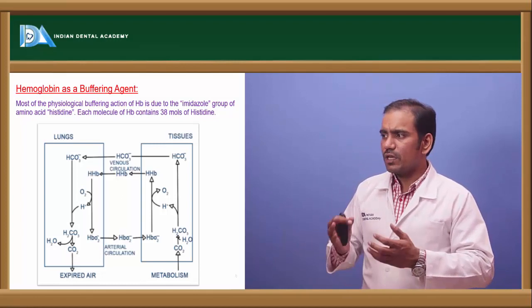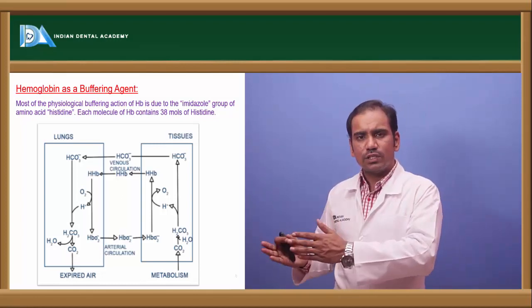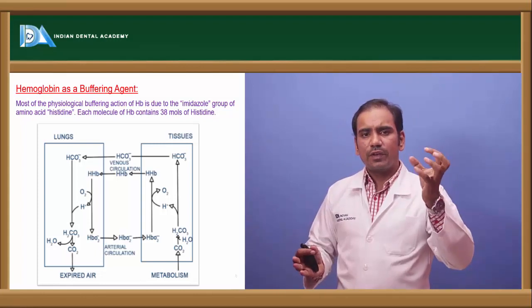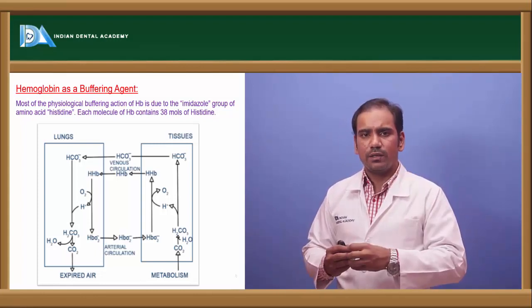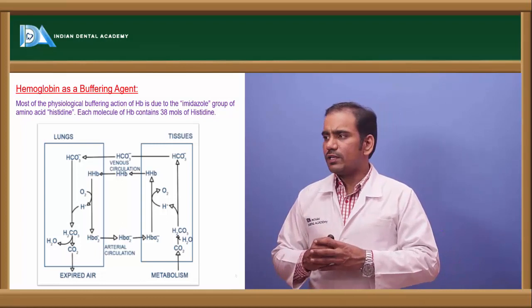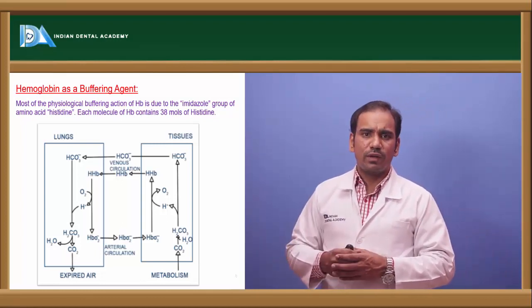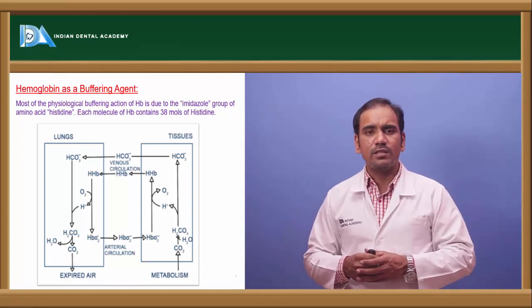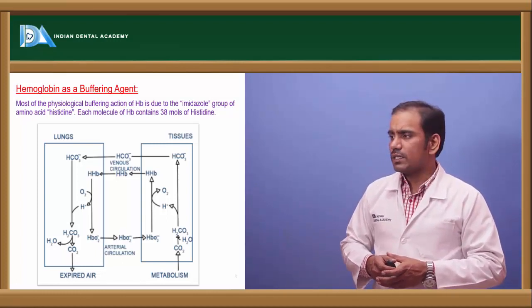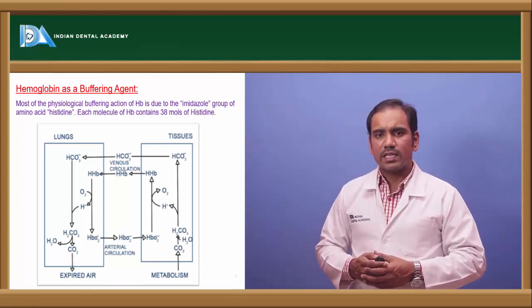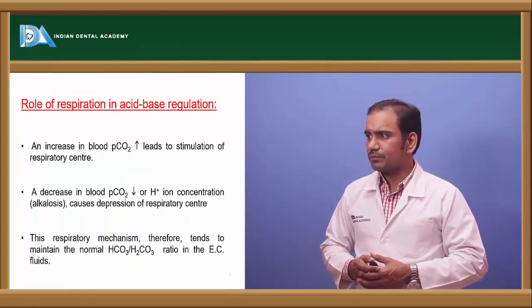So this is how the carbon dioxide which is formed in the tissues is carried to the lungs with a minimum change in the pH, right? This is how hemoglobin acts as a buffer and is responsible for maintaining the acid-base balance. So this is the significance of buffers, the first line of defense in the acid-base balance.